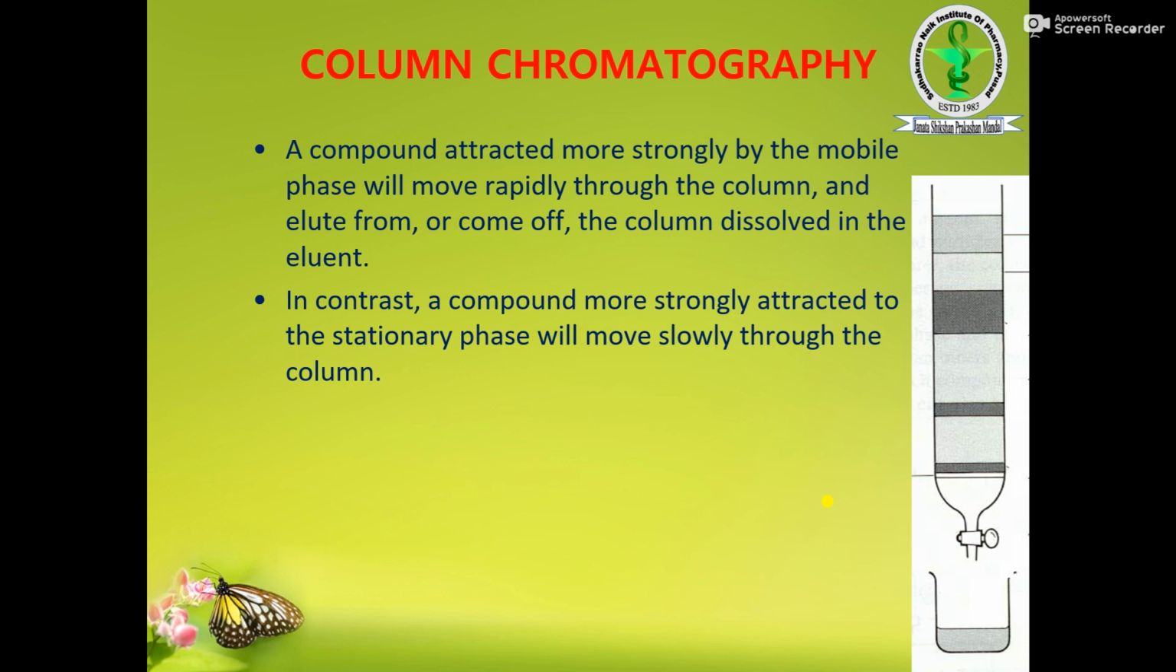First of all we take the column, and into that column we add the adsorbent. After the addition of the adsorbent, we add the mobile phase. In general, we have to study details about wet and dry packing. We add the sample, then we add the mobile phase through which the sample passes over the adsorbent, and on the basis of affinity, the more the affinity, the lesser is the speed.